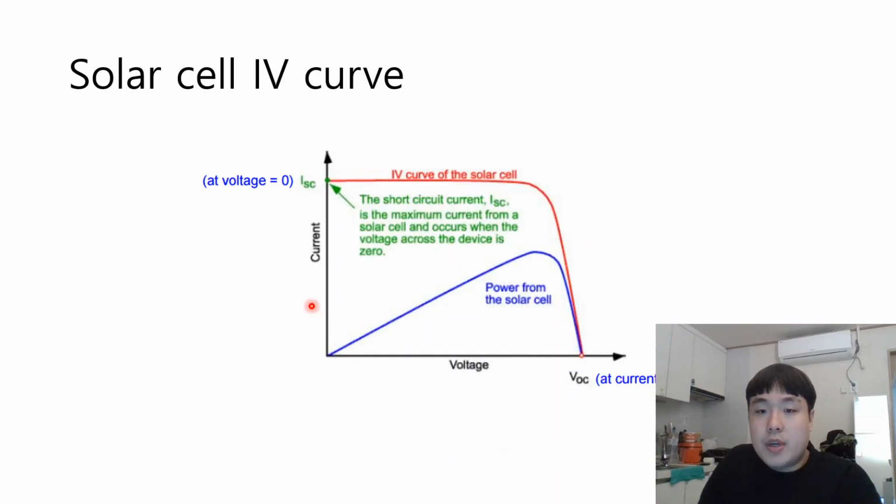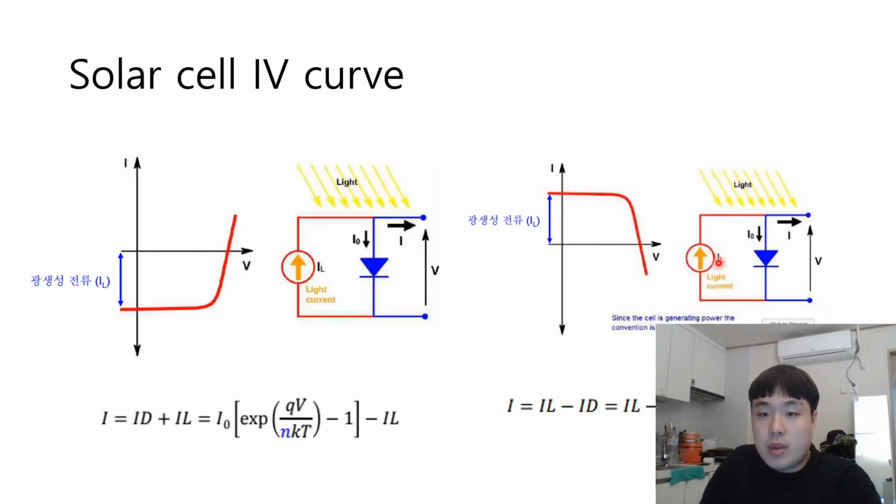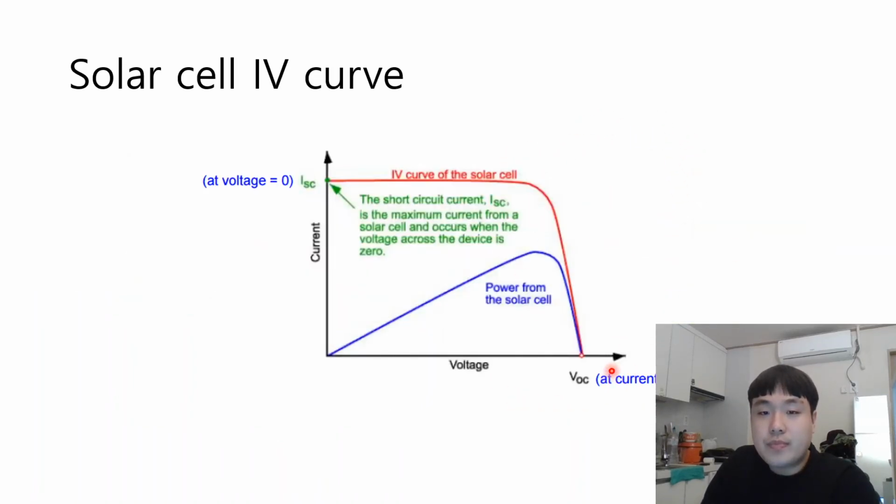And let's see the IV curve of the solar cell and the power curve of the solar cell. This graph gives this IV curve, and when the voltage is zero, we call that case the short circuit current, and this is the open circuit voltage. So ISC and VOC: ISC means the maximum current from a solar cell and occurs when the voltage across the device is zero. That means ideally operating the solar cell, we can get the maximum current when the voltage is zero.